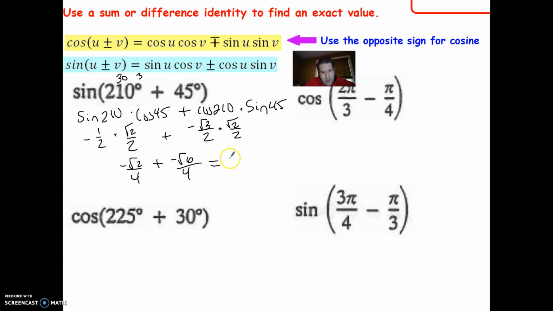Well, you can't add the two radicals technically, so negative square root of 2 minus square root of 6 over 4. That's your final answer. You can't do any simplifying. All right, one more of these. I'm going to go to the next slide because, like I said, these do take time.